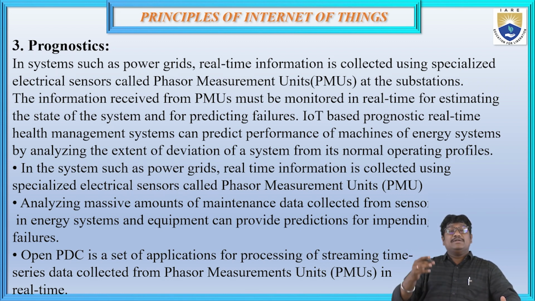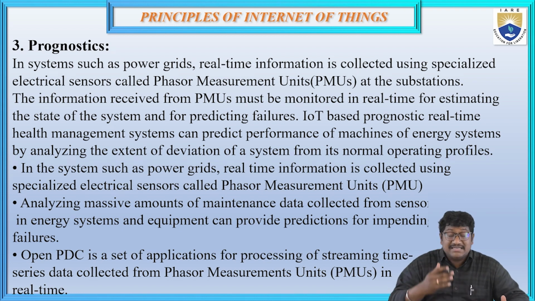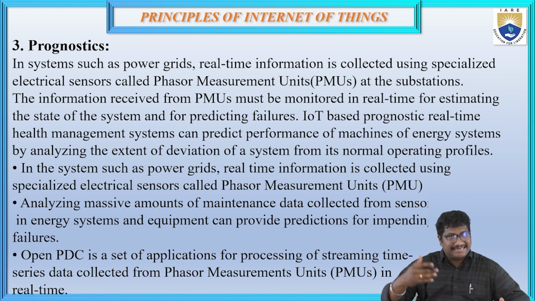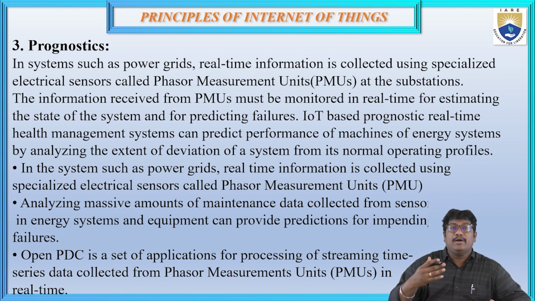For that purpose, we use electrical sensors called PMUs. What are PMUs? Phasor measurement units. Phasor measurement units are placed at substations. By using these phasor measurement units, we monitor the real-time estimation of the state: how much power is utilized currently, how much is sufficient, whether it is sufficient for the particular industry, hotel, or people. This is how we calculate prognostics by using our PMUs. And by using these units, we can tell whether any failure has happened.